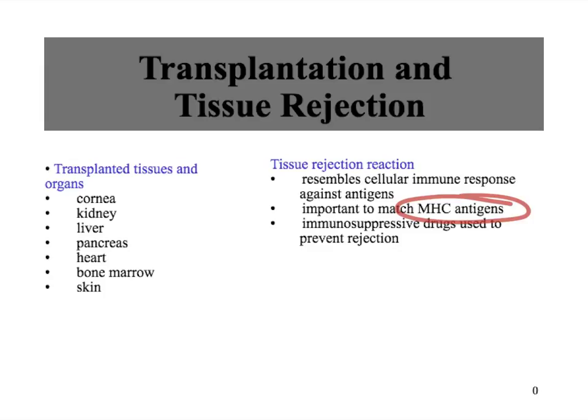Tissue rejection is very similar to how we respond with CMI, cellular immunity, against antigens. We can offset that to a certain extent using immunosuppressive drugs, which basically inhibit our immune response to a certain extent.